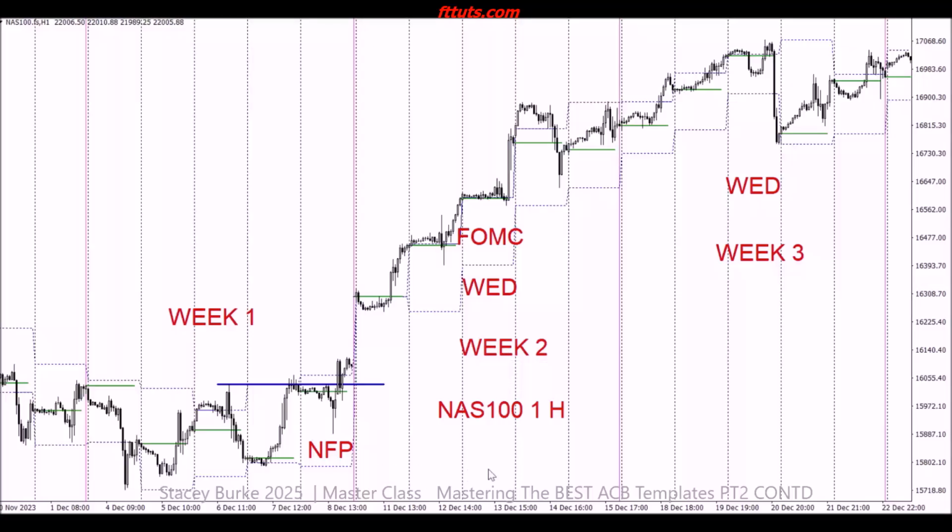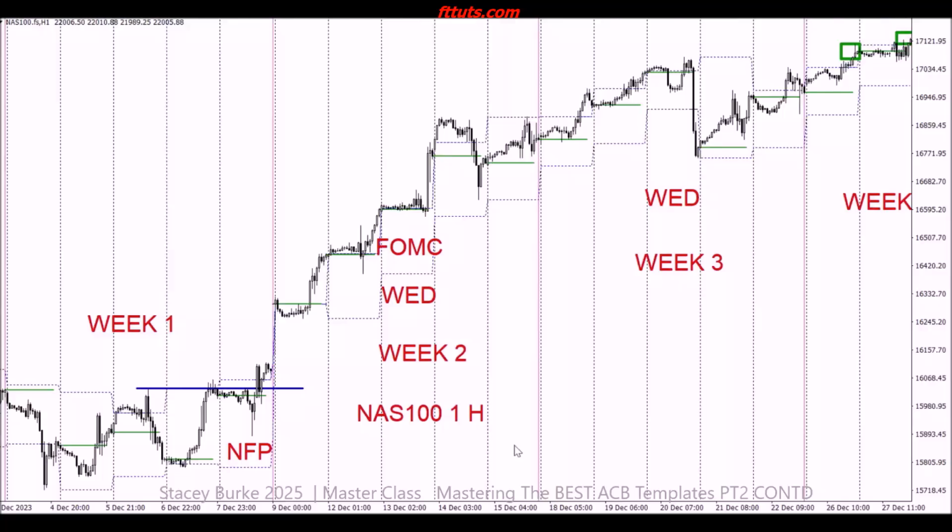Very simple. Non-farm payrolls, week 1, new month, new timing cycle. We have non-farm payrolls, consolidated markets. It breaks out in week 2. We have FOMC on the Wednesday, and it continues to trade higher.